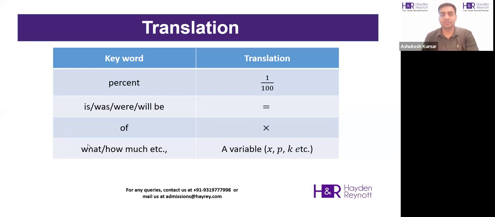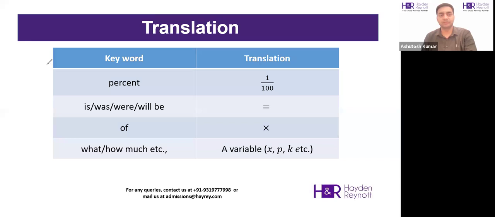Firstly, if we have percent, we can use it for 1 by 100. If we have is, was, were, will be, we can use it for equal. If we have of, we can use multiplication. If we have what, how much, etc., we can use a variable for that. Let's go with an example to understand the same.